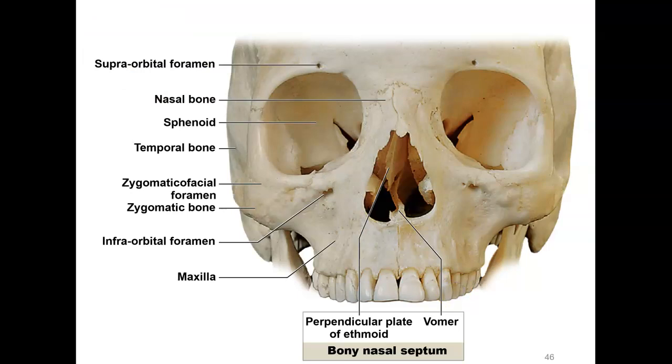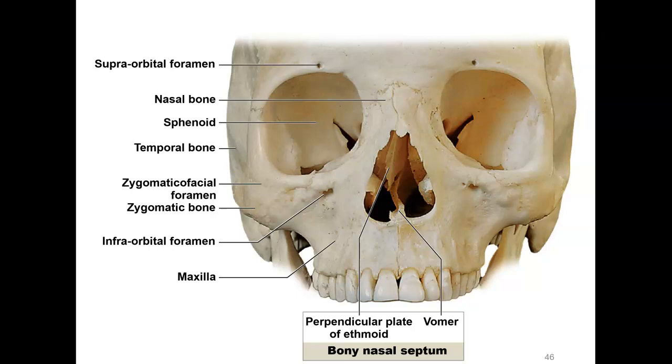And then just a front view, you see the supraorbital foramen. You see that nasal bone where it's come together in the center. You have one on each side, which makes two. You see the sphenoid making up part of the eye socket or orbital, the temporal bone on the side, the zygomaticofacial foramen. So you are going to have a hole on each side on the zygomatic bone. The zygomatic bone itself, the infraorbital foramen, that's going to be found in the maxilla underneath the eye.